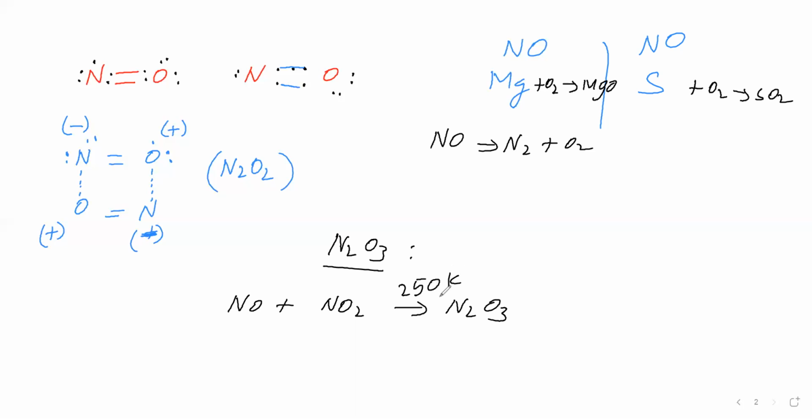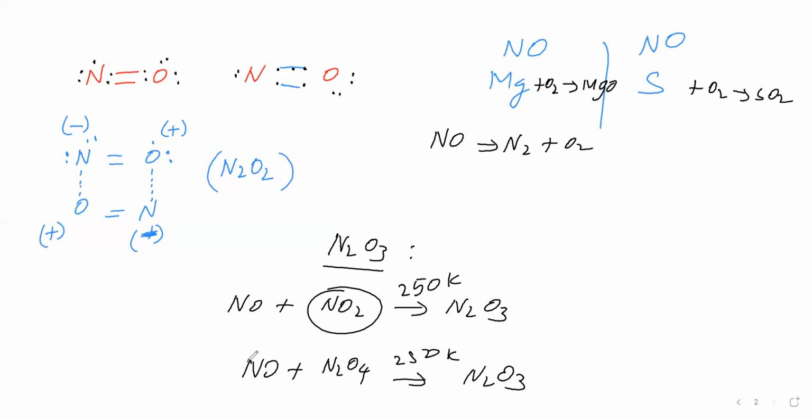At negative degrees Celsius, NO2 will be in the dimeric form only. Therefore, NO2 will exist in the form of N2O4. NO2 will exist at a high temperature. N2O4 will exist at a low temperature. At room temperature, there will be an equilibrium between them. Therefore, we write NO2 in the form of N2O4. Then with NO at 250 Kelvin, we get N2O3, nitrogen sesquioxide. For balancing, we keep 2 times NO and 2 times N2O3.